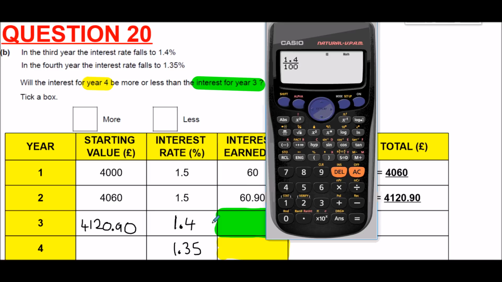That percentage of 4120.90. And we get £57.69. We may as well round off to the nearest penny, because in real life banks either pay you a penny or they don't. So that's going to be £57.69.